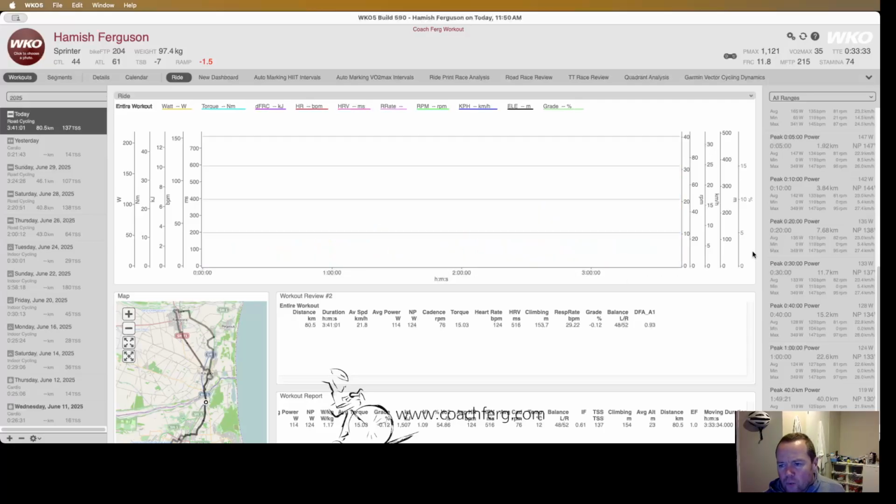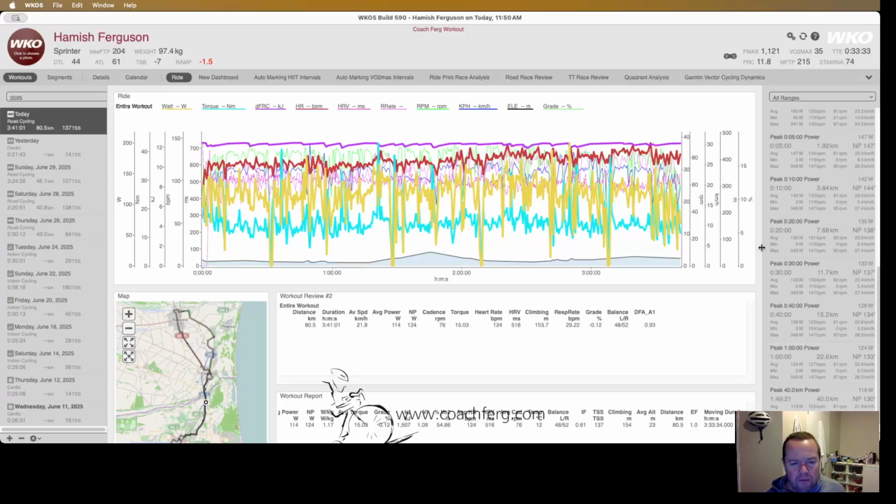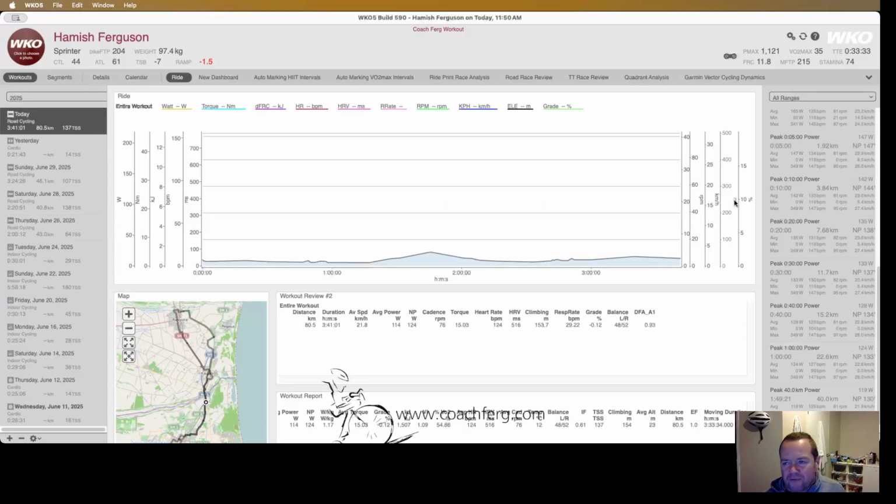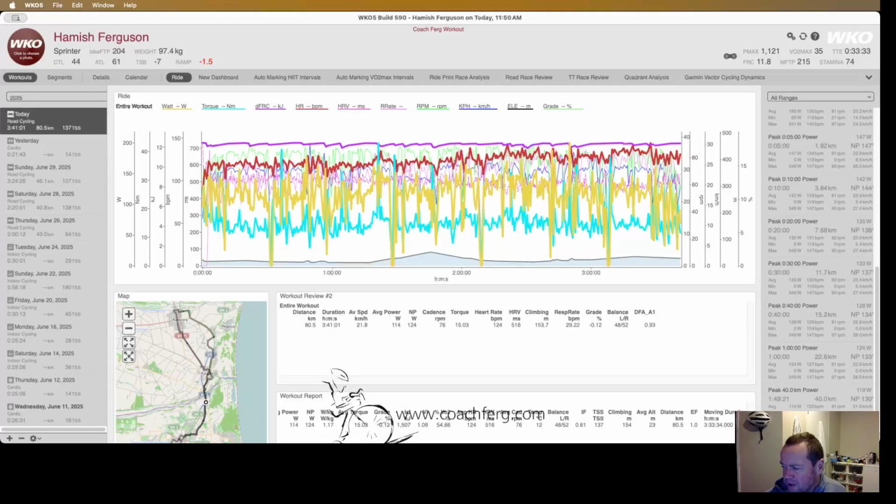So all in all, a good ride there. So maybe I'll have some different things to report tomorrow when I look at my possibly interval session, or effort session, because I hate intervals. I don't do intervals.